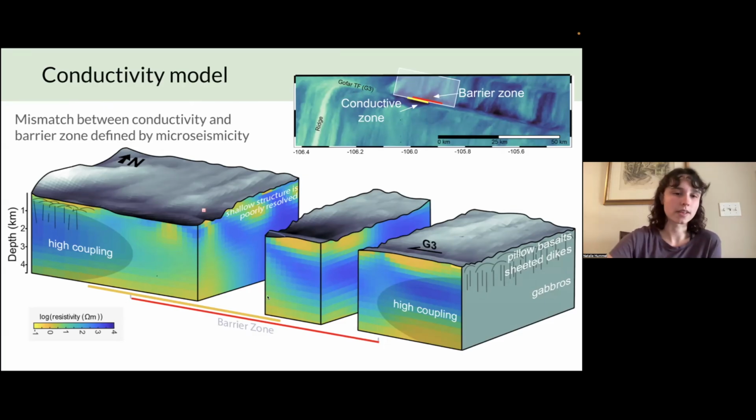I also just want to note that I've cropped my model at like 4 kilometers depth. We're actually sensitive to structure much deeper than this, but the lower crust in this area, interestingly, is extremely conductive, and I believe it's maybe not due to fluid. So since we want to focus on the fluid story, I have limited our interpretations to sort of the shallower parts of the crust, where it's more likely that what we're actually seeing is due to fluid.